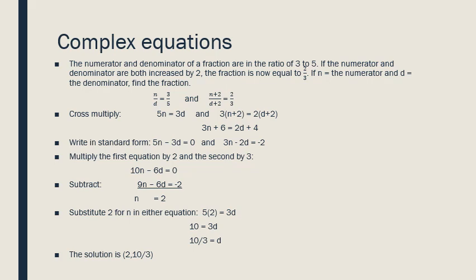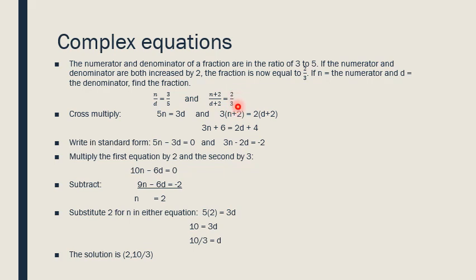Now, some equations are very complex. These involve some fractions perhaps, and maybe there is no obvious way that you can solve the system. So let's look at some of these. The numerator and denominator of a fraction are in the ratio of 3 to 5. So I've written this out as n over d, numerator over denominator equals 3 over 5. If the numerator and denominator are both increased by 2, that's where I used my n plus 2 and my d plus 2, the fraction is now equal to 2/3.